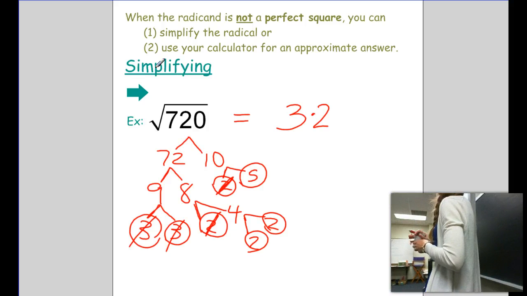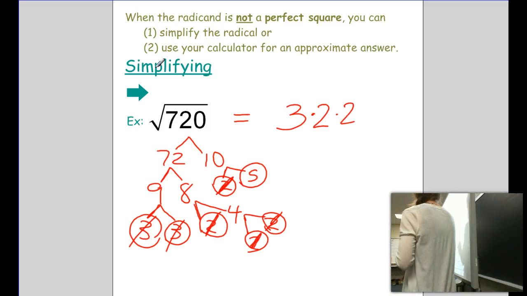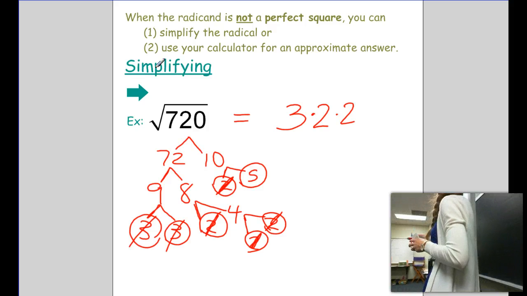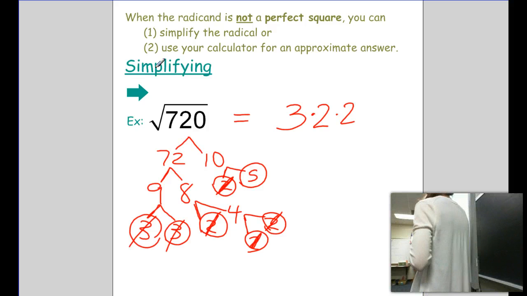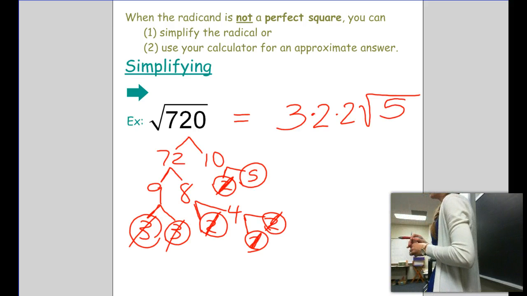And Lewis, what's another pair? Lewis M. 2. Another 2. Megan, who's stuck forever in jail? 5. That's the only one that didn't have a twin. So draw the radical and put 5.